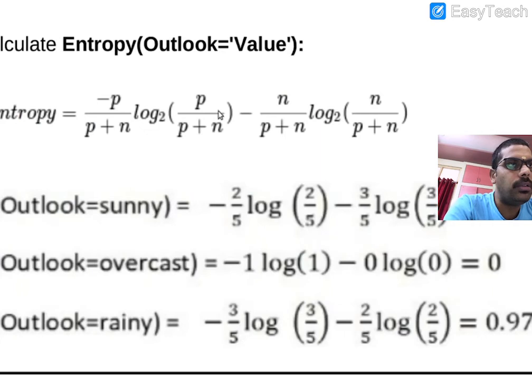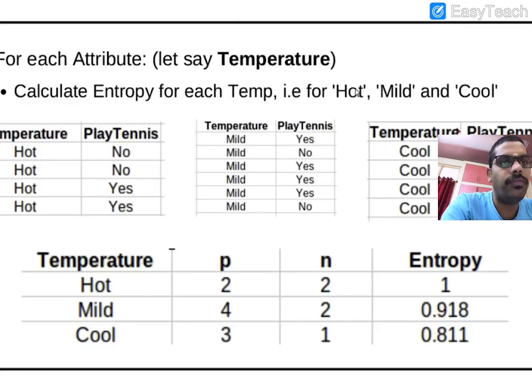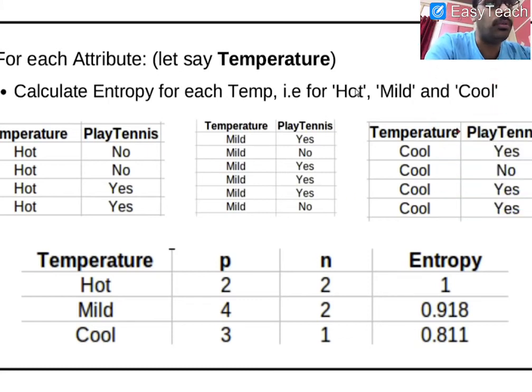Outlook we completed. And for temperature, same thing. What we have to do for temperature also, you need to take the temperature: hot, mild, cool. Here for hot, 2 no's, 2 yes. For mild, 4 yes, 2 no. And for cool, 3 yes and 1 no. So hot, mild, cool: 2, 2, 4, 2, 3, 1.